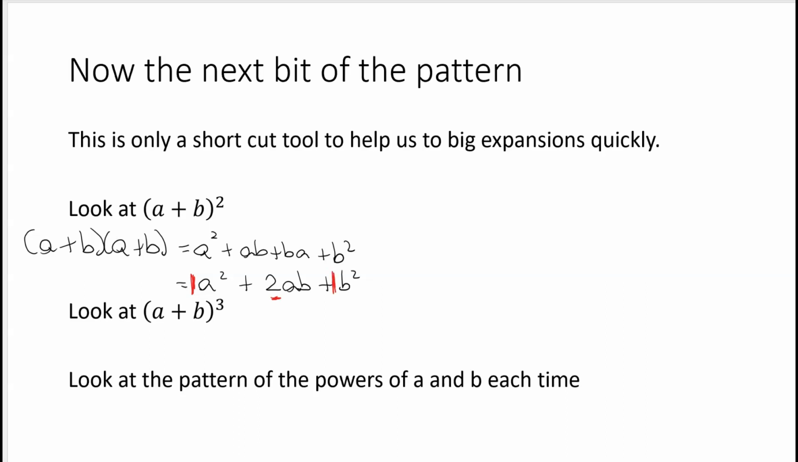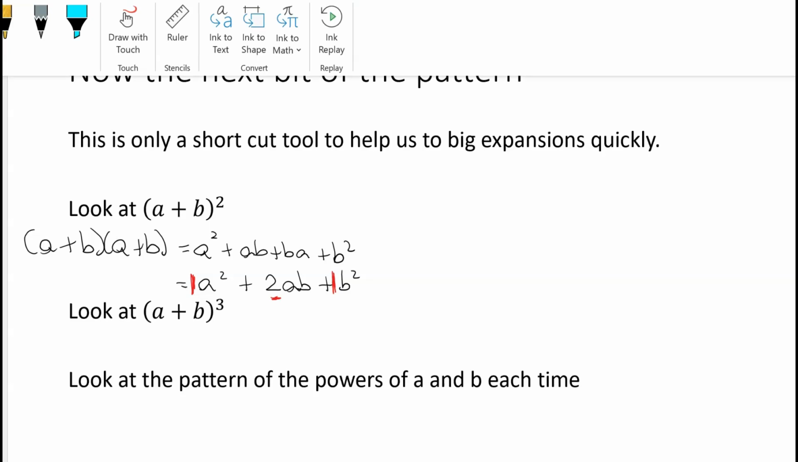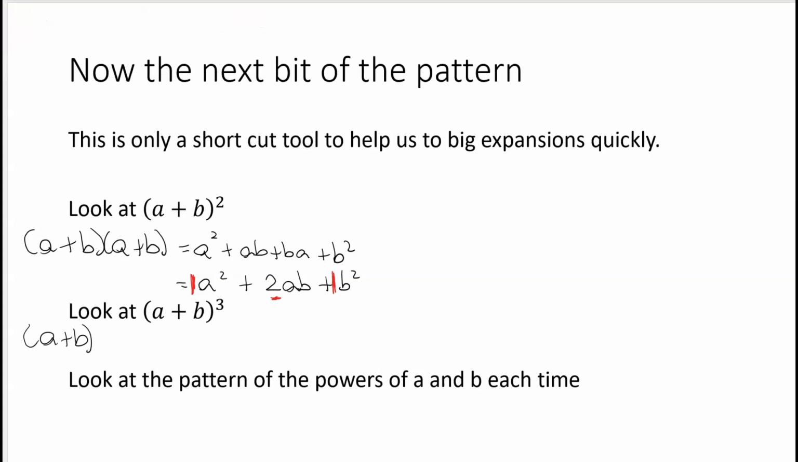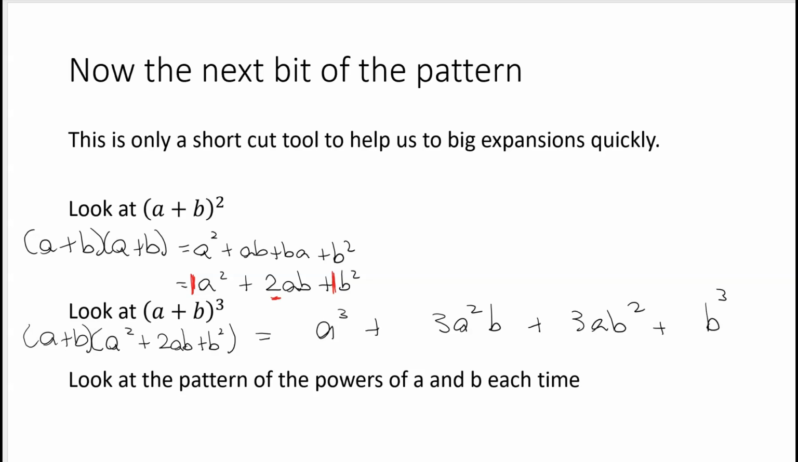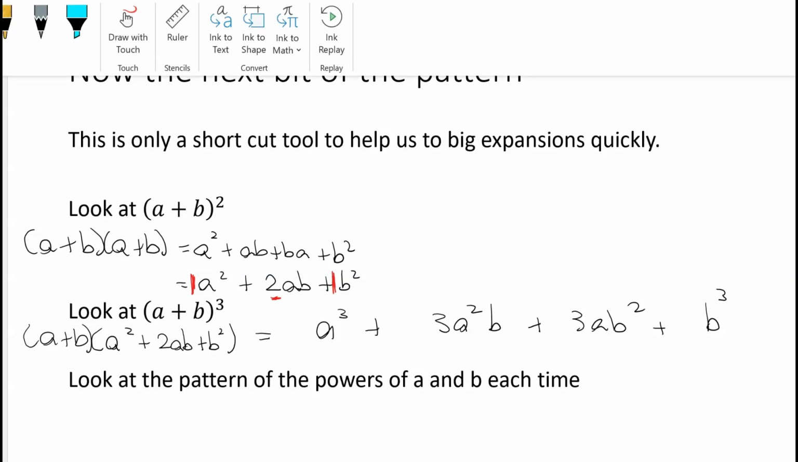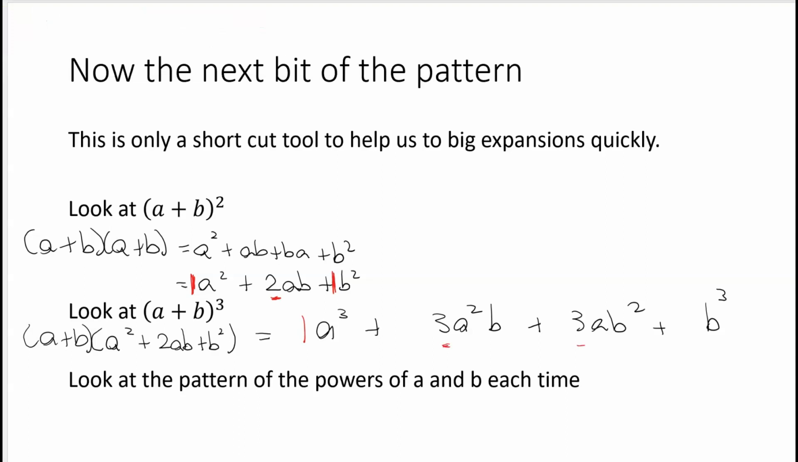Okay. If we're going to do the same for the next one, we would have had to multiply out a plus b times that, and we would have got a cubed plus 3a squared b plus 3ab squared plus b cubed. So again, the coefficients are from the table: 1, 3, 3, and 1. So we could have started out by just putting in the coefficients 1, 3, 3, 1 from the table, and we would have got part of the way.